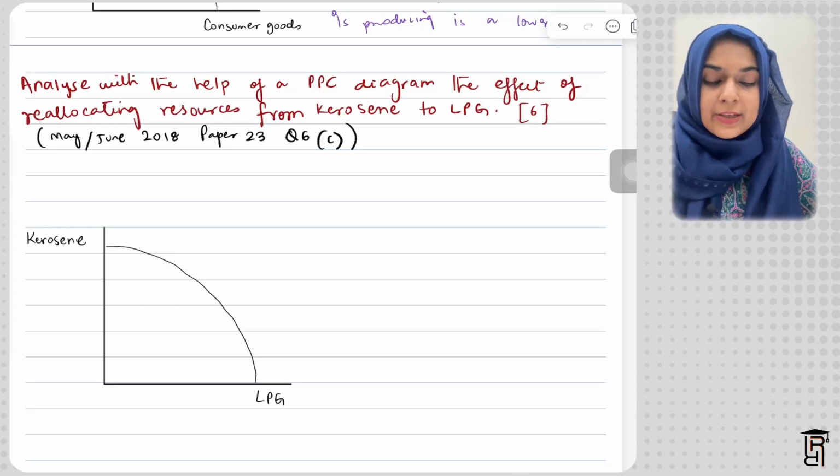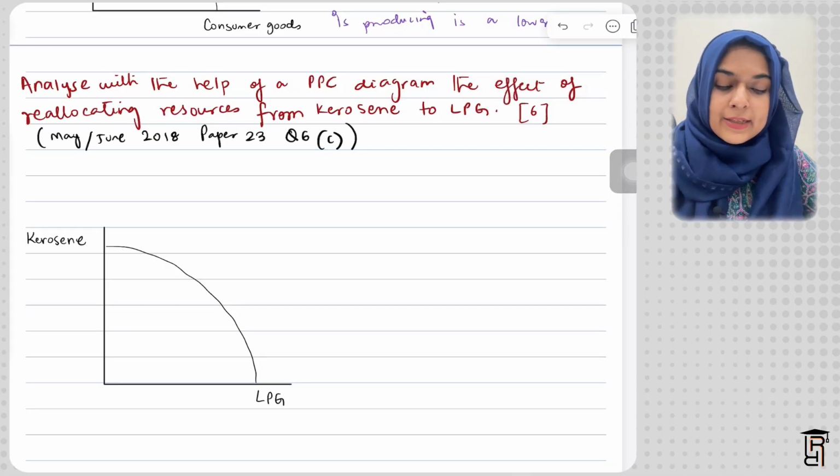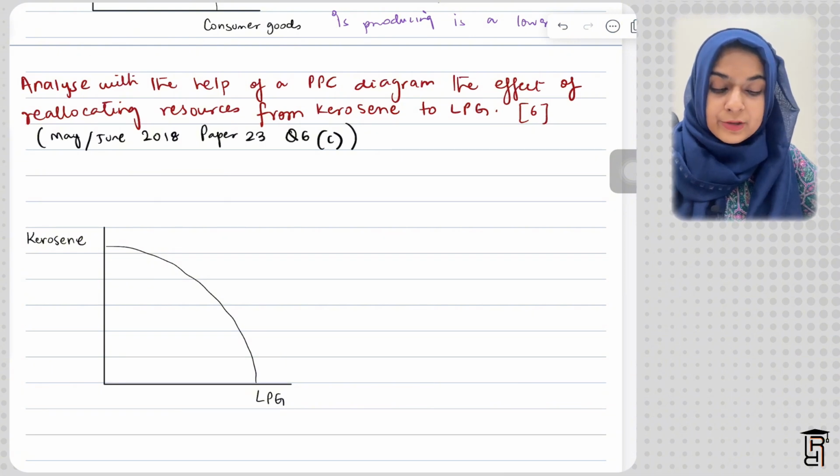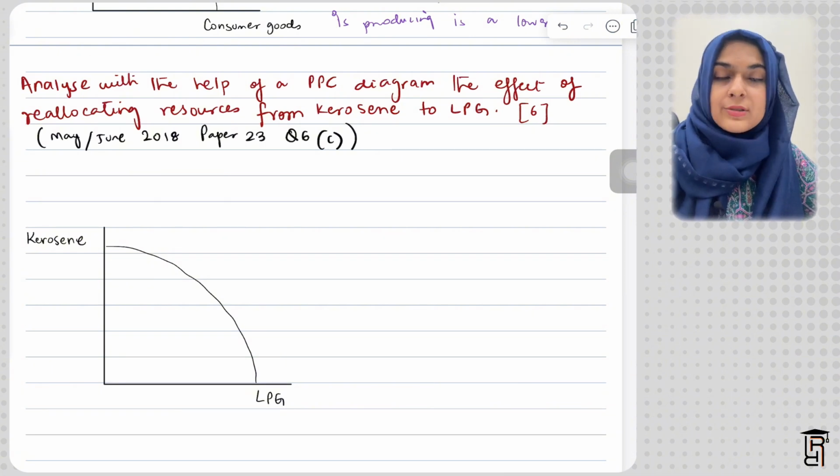Assalamu alaikum everybody. So another question for you guys. Analyze with the help of a PPC diagram the effect of reallocating resources from kerosene to LPG.